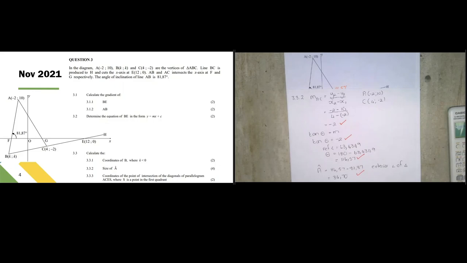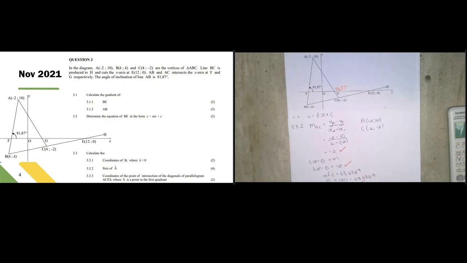3.3.3. They ask us for the coordinates of the point of intersection of the diagonals of a parallelogram ACES, where S is a point in the first quadrant. Now, what do I need to remember about the diagonals of a parallelogram?